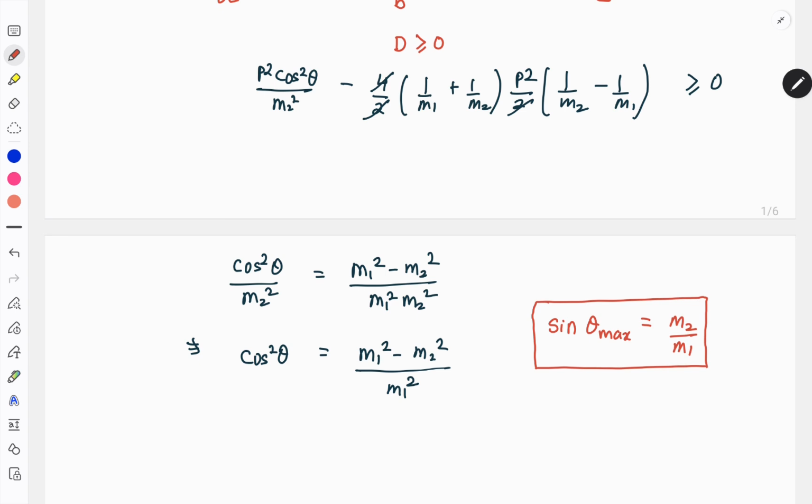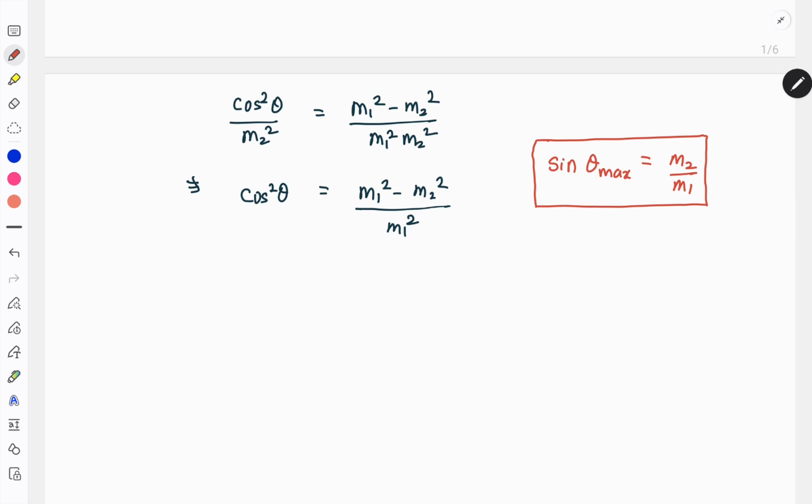Now if we go back to the problem to see m2 and m1, we can say that m2 is equal to m, which was the particle initially at rest, and m1 is equal to 2m. So sin theta maximum, the maximum angular deviation, is equal to m2 by m1, or m by 2m. So we have half, and this value is 30 degrees, or in radians pi by 6. So theta maximum is equal to pi by 6, that is, it is matching with option D.